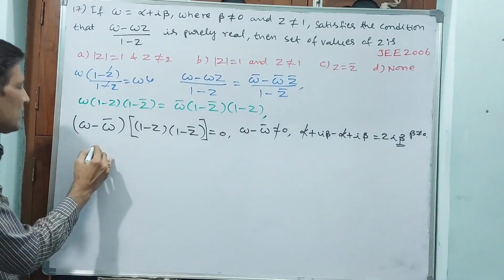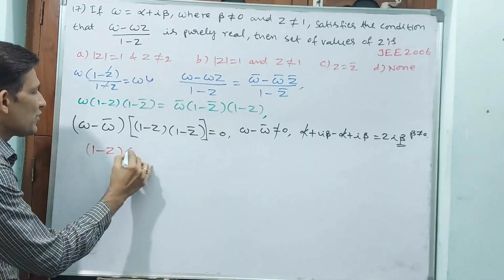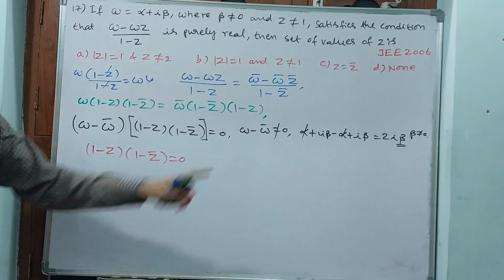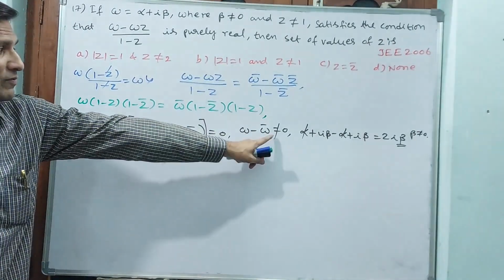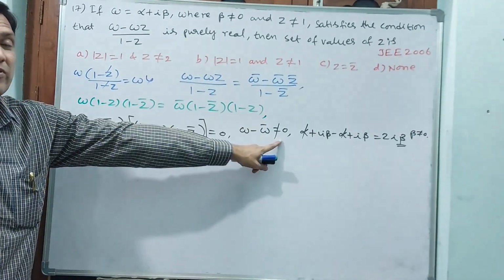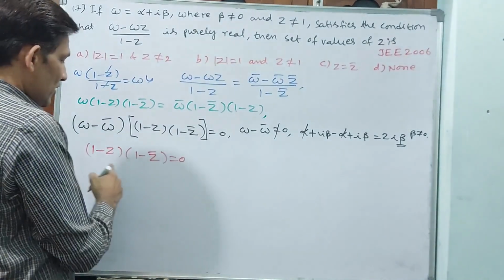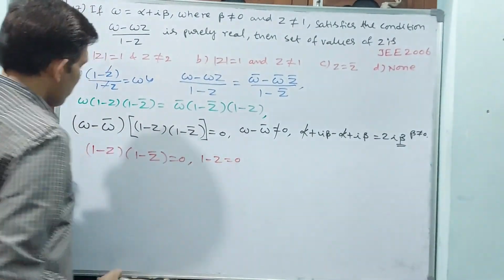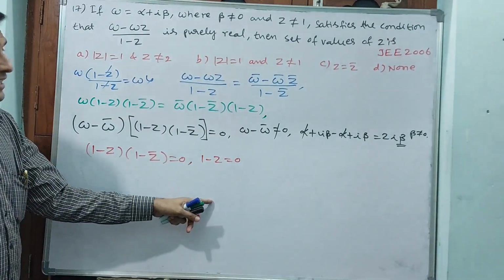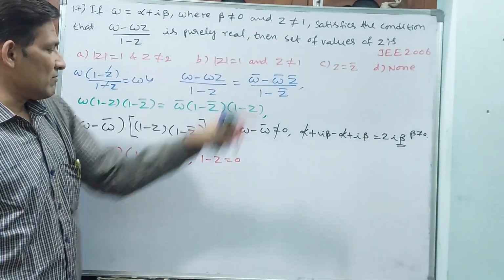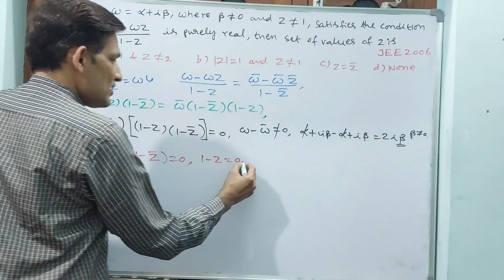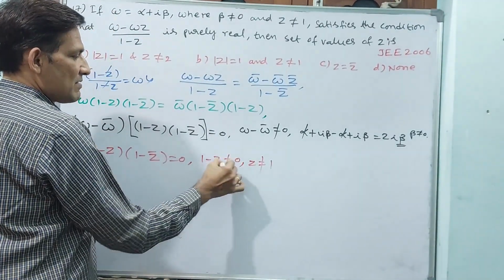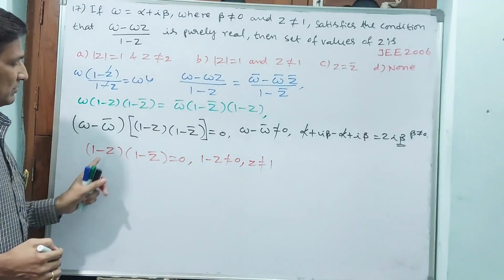If this is not 0, then this has to become 0. (1 minus z)(1 minus z bar) is equal to 0. Now, this is also equal to 0 means 1 minus z equal to 0 is the first possibility. But is it correct? Go back: z is not equal to 1. If this were equal, z equal to 1 would come. But z is not equal to 1, that is why 1 minus z is not equal to 0.